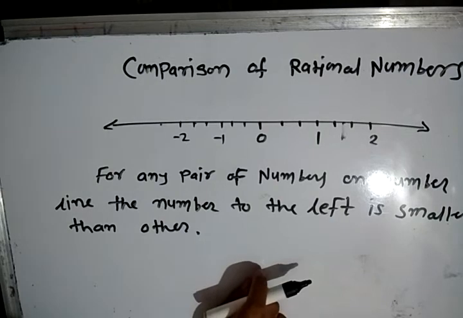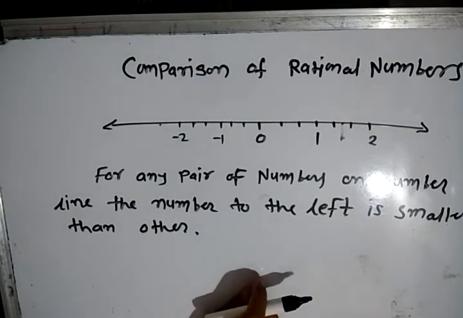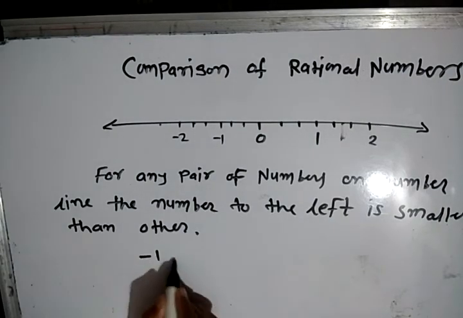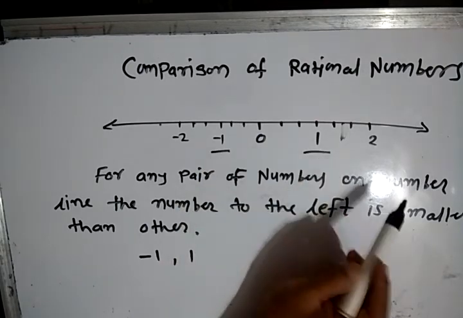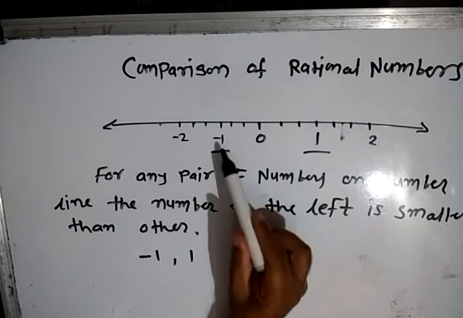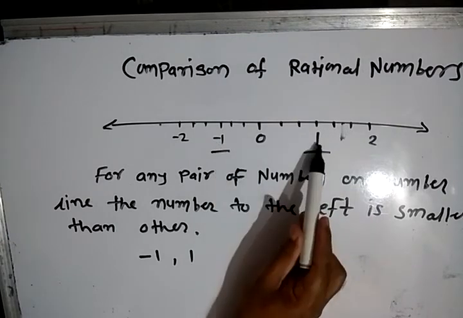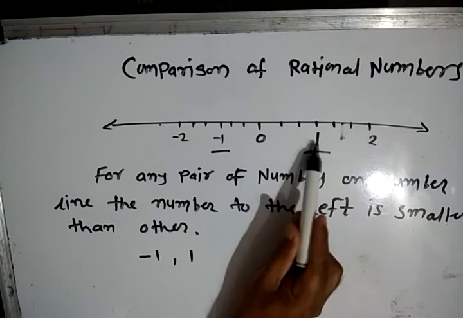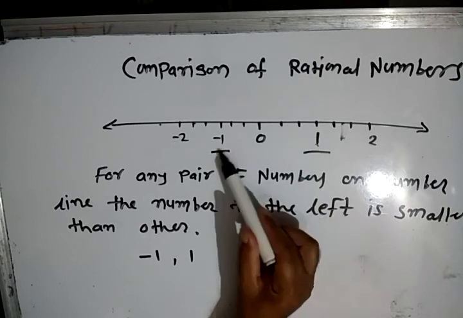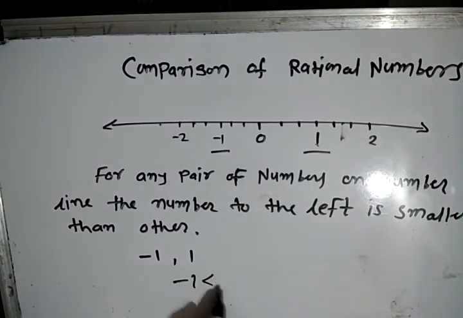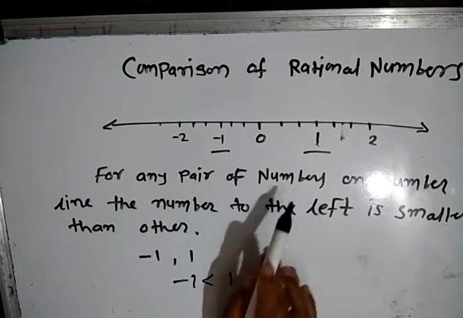For example, here -1 and 1, these are the two numbers. Here -1 is there, here 1 is there. The -1 is to the left side of 1. That is, -1 is to the left of 1. Therefore, -1 is less than 1.